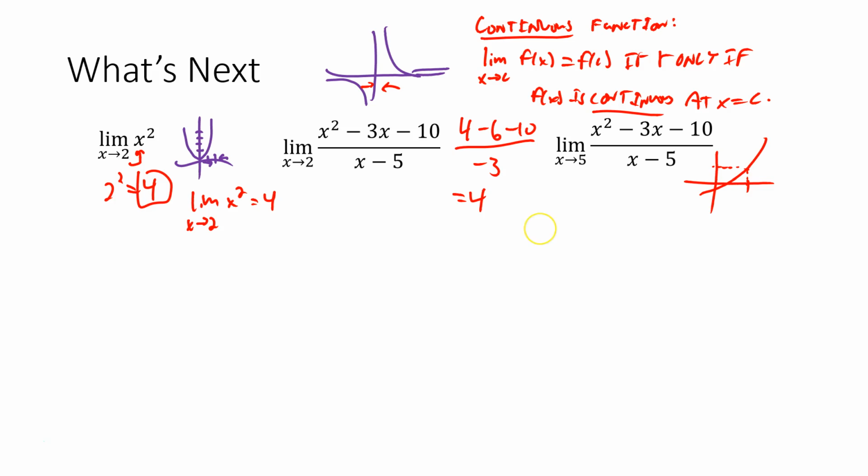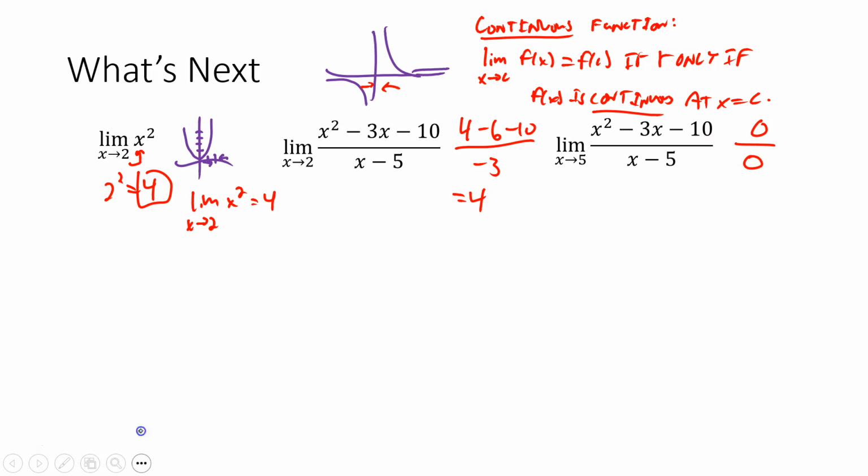So let's take a look at this last part here. Same function, but this time, let's see what value we're asking for. It looks like we're asking for the value of 5. If you plug in 5 on the top, you get 25 minus 15 minus 10, which is 0. And on the bottom, you also get 0. Well, that's an issue because we don't like dividing by 0. So we have to do a little bit more work and see if we can make this a little bit different. First of all, let's take a look and see what's actually going on here.